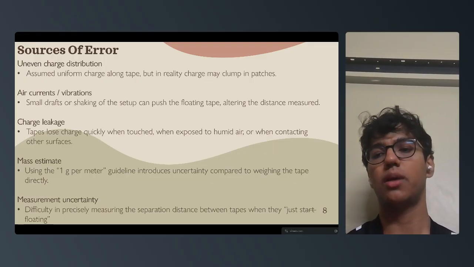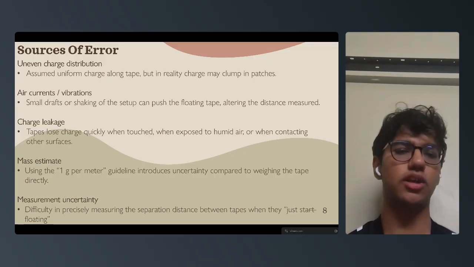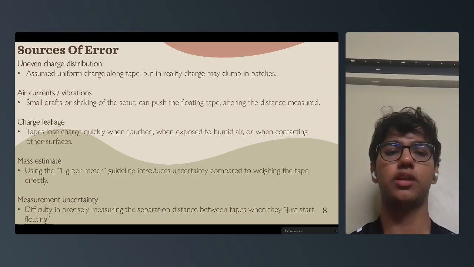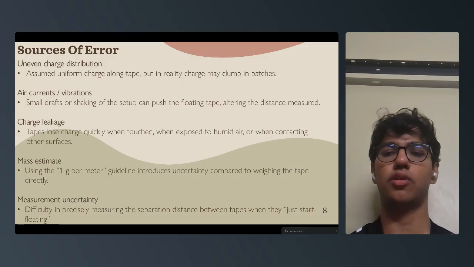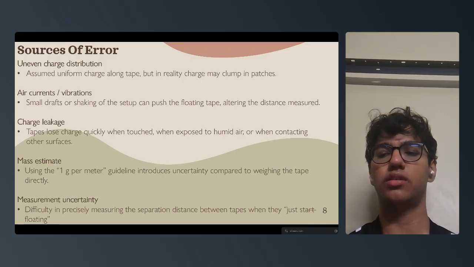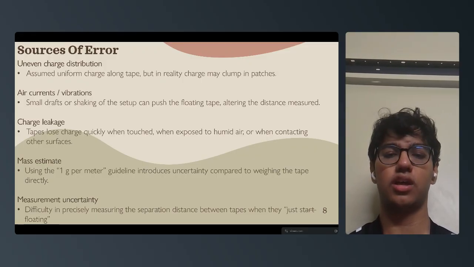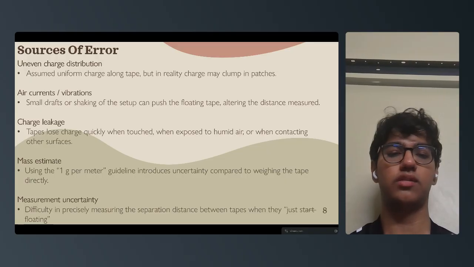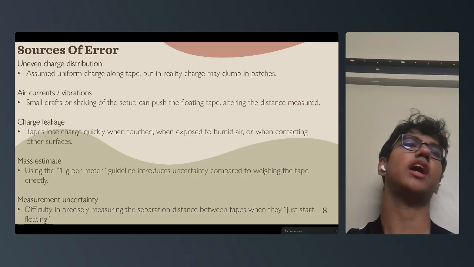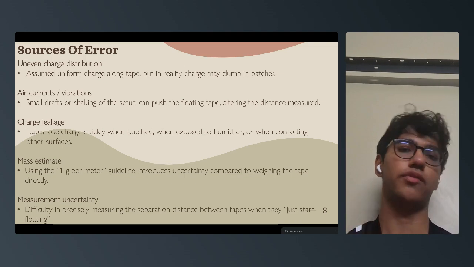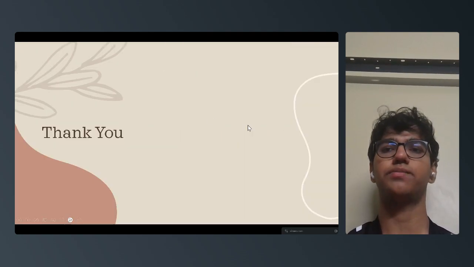We don't want that. Mass estimate. We use 1 gram per meter. That's the guideline we use, but really, it's uncertain sometimes. Measurement uncertainty. There is difficulty precisely measuring the separation distance between tapes when they just start floating. So if you don't get the distance down pretty accurately, obviously your final results can be flawed. So those are the sources of error.